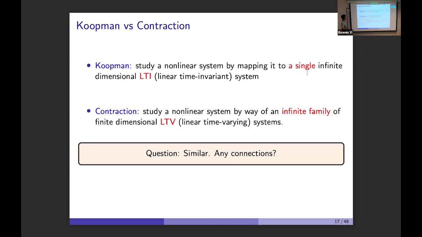Now let's come back to the Koopman operator and contraction analysis. The Koopman approach tries to analyze a nonlinear system by mapping it to a single but infinite-dimensional linear time invariant system. In contrast, in contraction, we study a nonlinear system by way of an infinite family of finite-dimensional linear time invariant systems. So there are some differences and also some similarities. My question is, is there any connection between them?